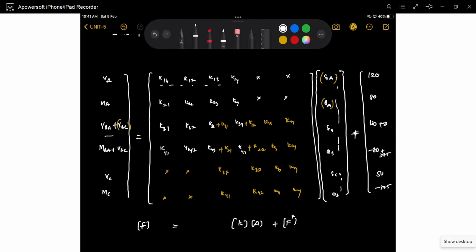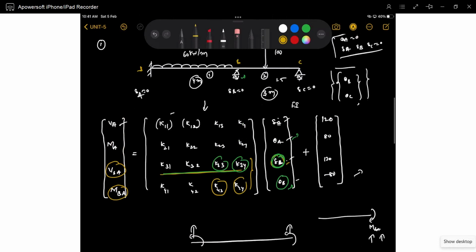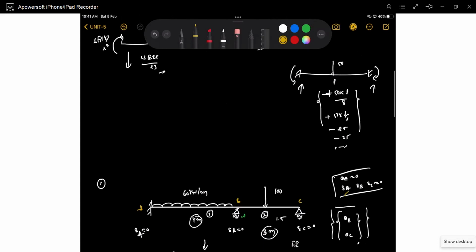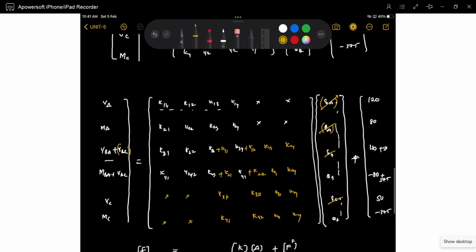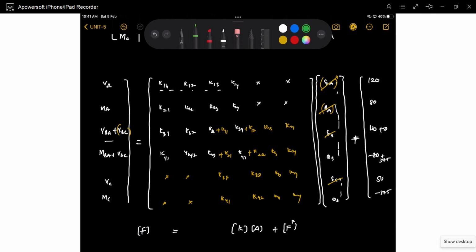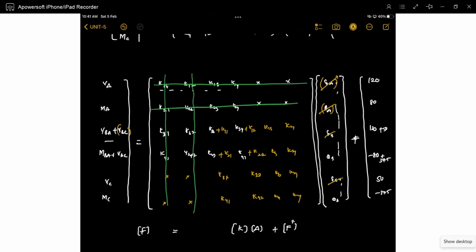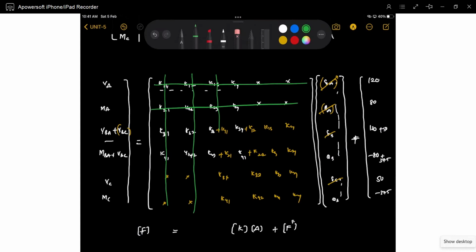Now you can apply boundary conditions. Sir, what are the boundary conditions? Delta A is 0, you already see delta A is 0, and delta B, delta C, everything is 0. And theta A is also 0. So for that you can strike out the first column and first row, for the second also, and for the third also 0, you can strike out.